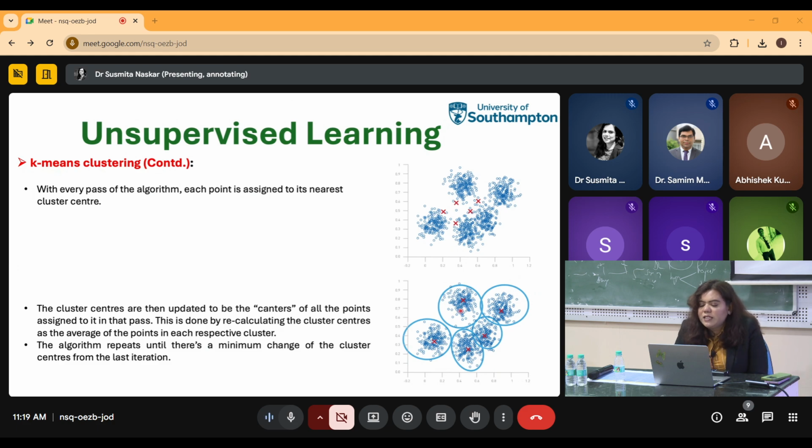So in short, you can say that K-means is an iterative process, right? That refines the clusters step by step until it finds the most stable and compact grouping of the data. Okay.